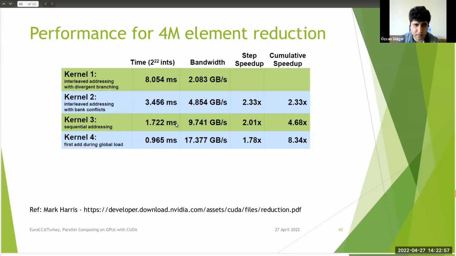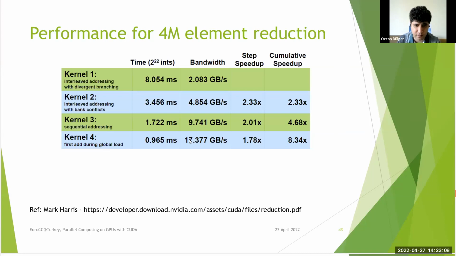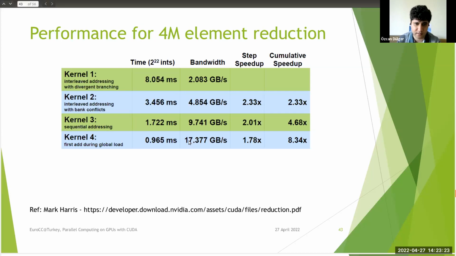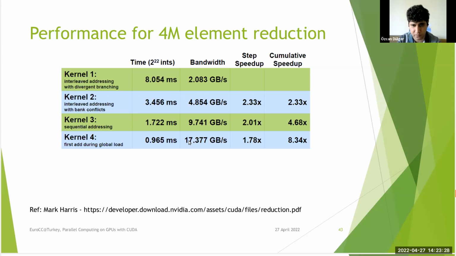Now, so far, when we look at the bandwidth, we achieve up to 17 gigabytes per second. But remember that the board, G80, has a bandwidth of 86 gigabytes per second. So when we compare it with the capacity of our GPU, 17 is very low. So how can we increase this bandwidth?